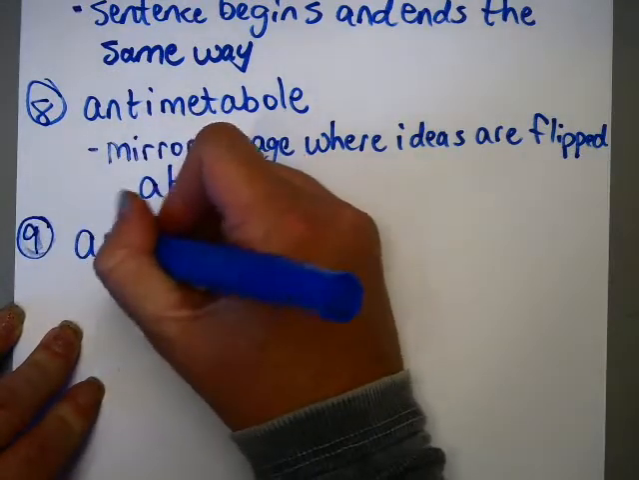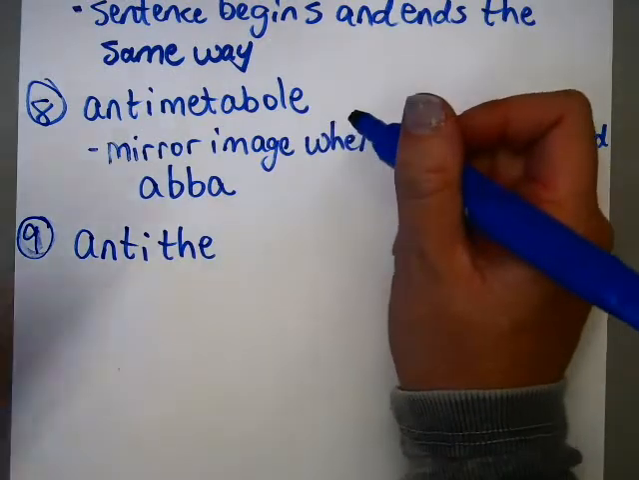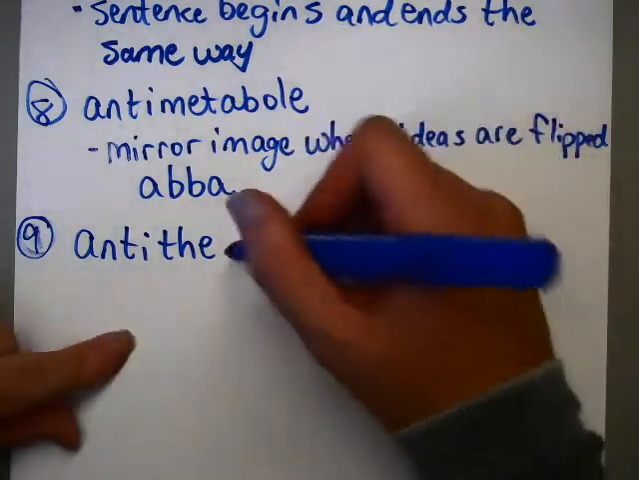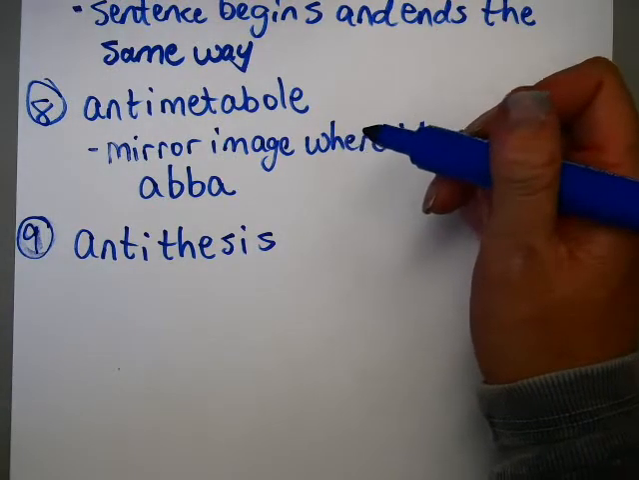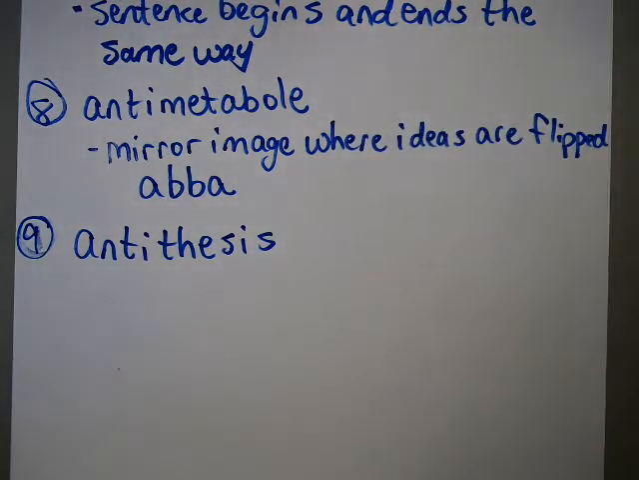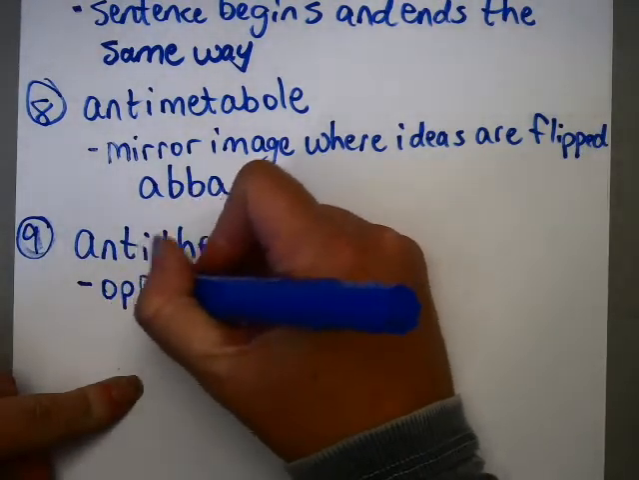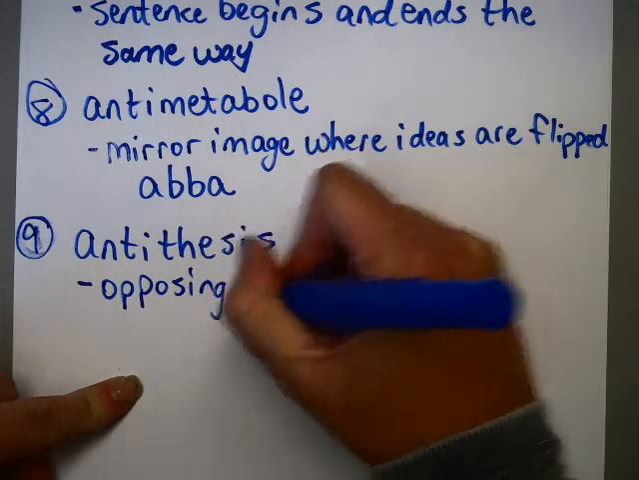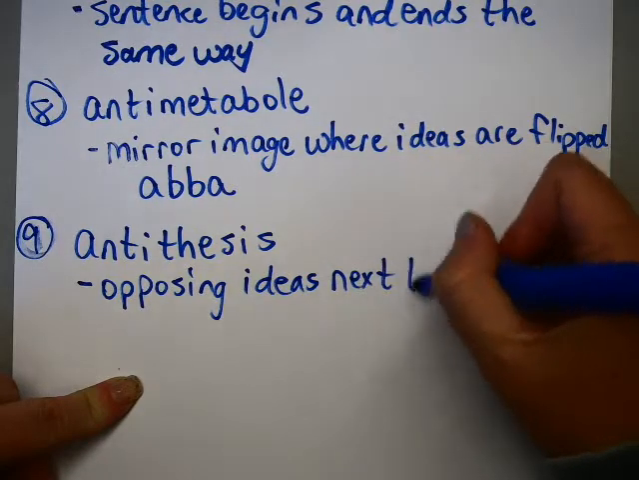So this is antithesis. You will hear some people call it antithesis, but it really is pronounced antithesis. So a thesis is an idea, and anything anti is against. So this is when you have opposing ideas that are right next to one another.